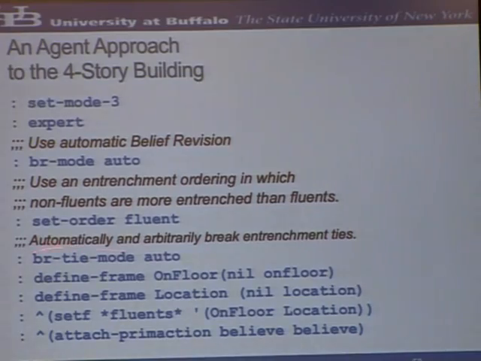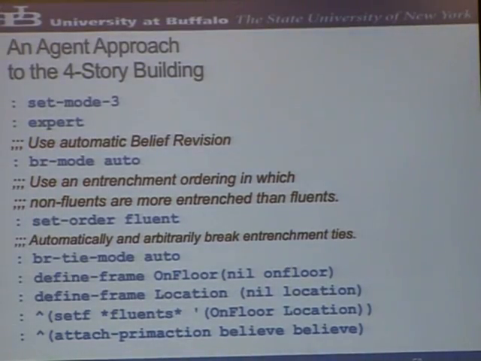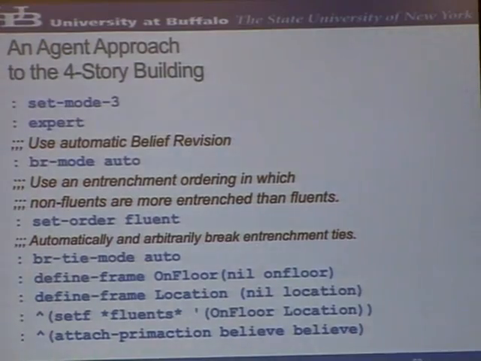It still may be the case that you get an epistemic entrenchment tie, and you can tell the system at that point, consult the user to break the tie, or in this case it says automatic, in which case it does it arbitrarily. It actually does a lexicographic sort on the name of the woof, which is essentially arbitrarily. Okay, so this is the most automatic you can get belief revision.